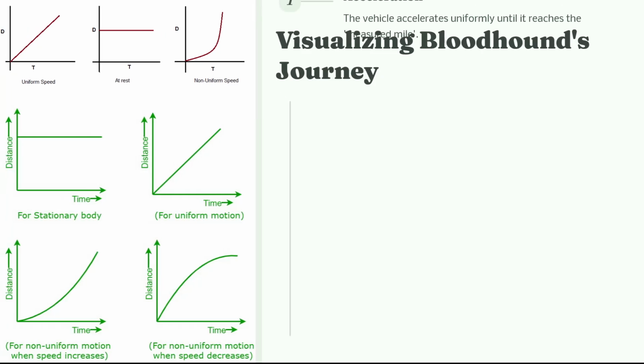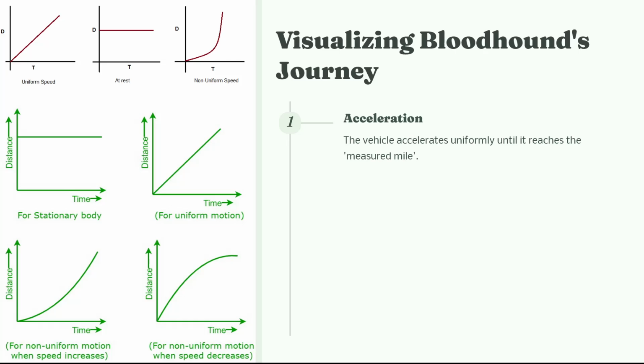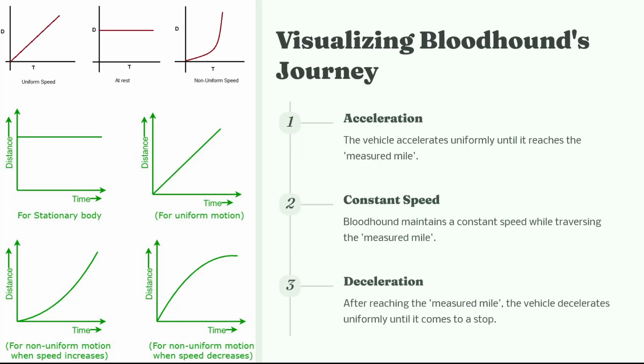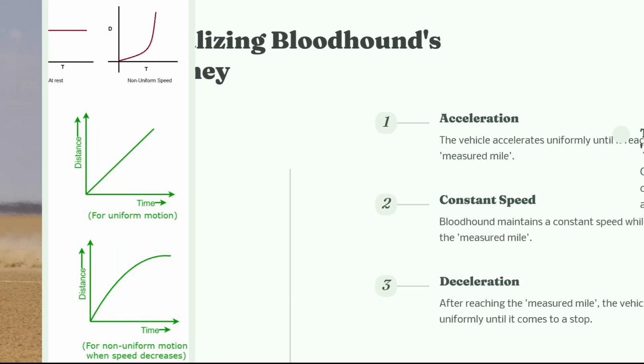Visualizing the Bloodhound's journey. 1. Acceleration. The vehicle accelerates uniformly until it reaches the measured mile. 2. Constant speed. Bloodhound maintains the constant speed while traversing the measured mile. 3. Deceleration. After reaching the measured mile, the vehicle decelerates uniformly until it comes to a stop.